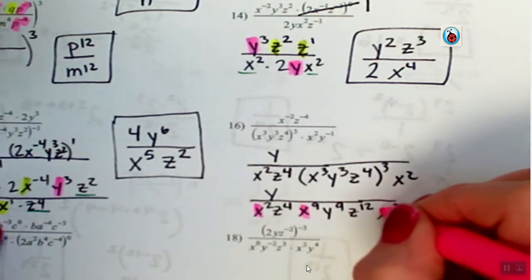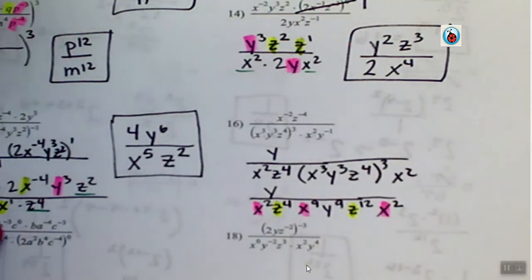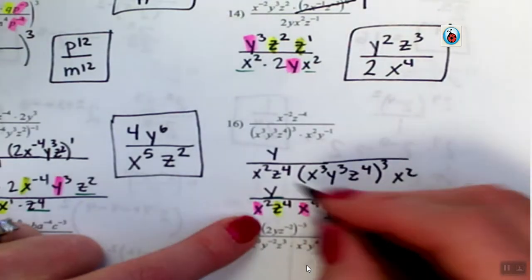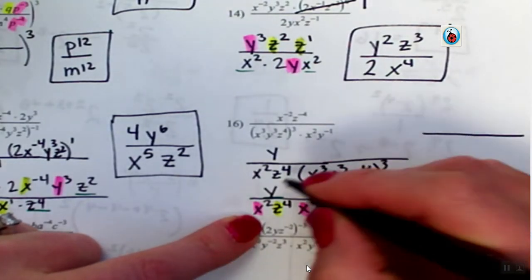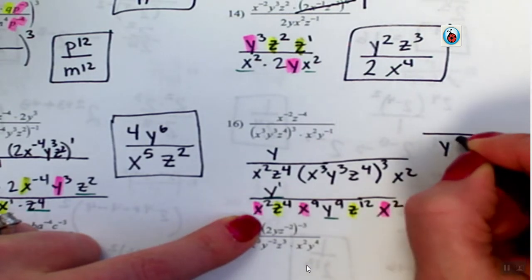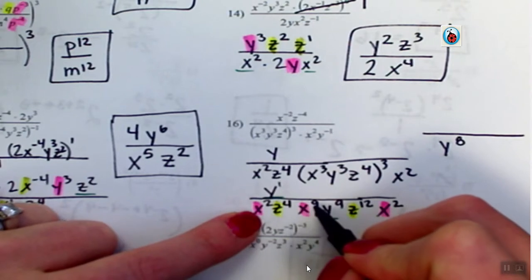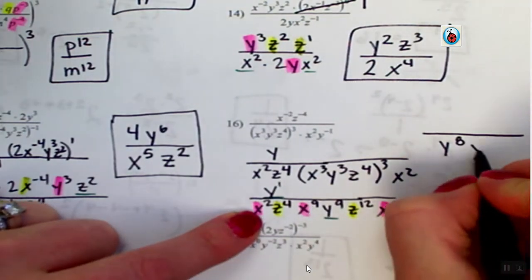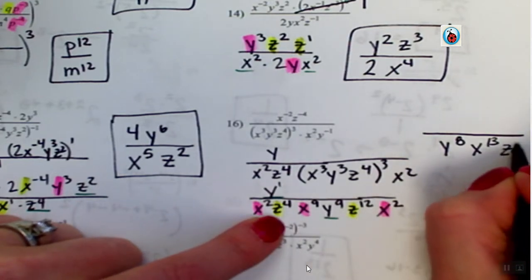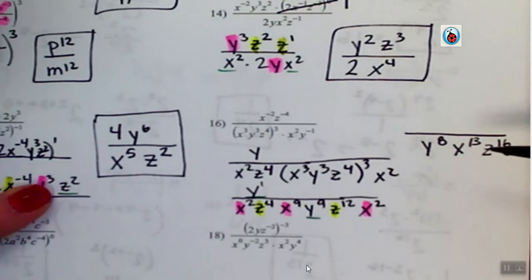I see x, x, x, right? Z, z, and y, y. Okay, location. 1 and 9 gives me y to the 8th in the denominator. 2 and 9 is 11, is 13. 4 and 12 is 16. Now, you don't put a 0 in the numerator, you put a 1.